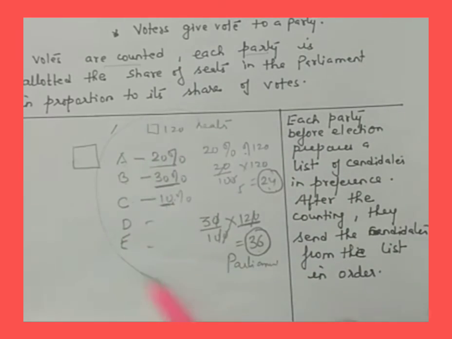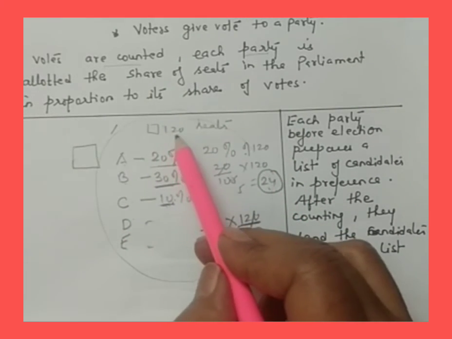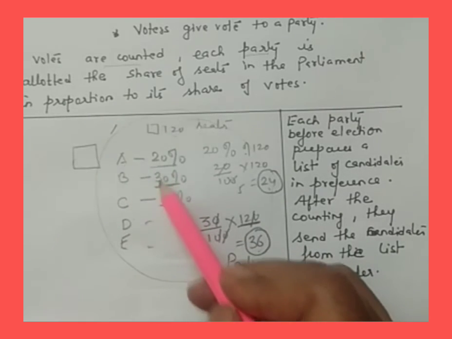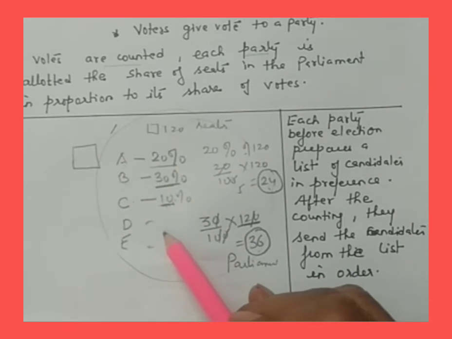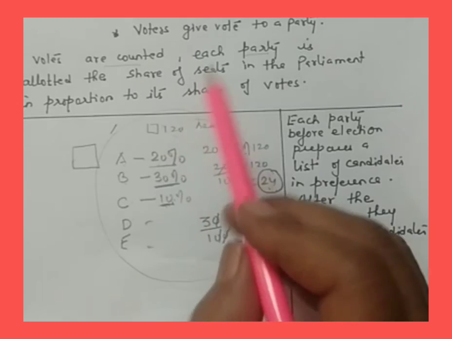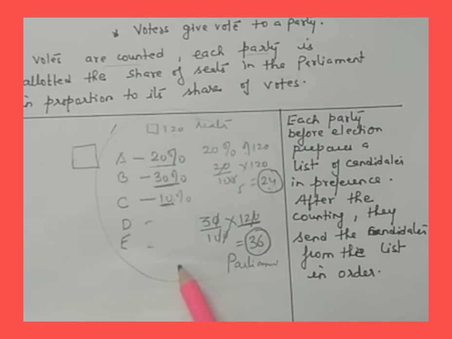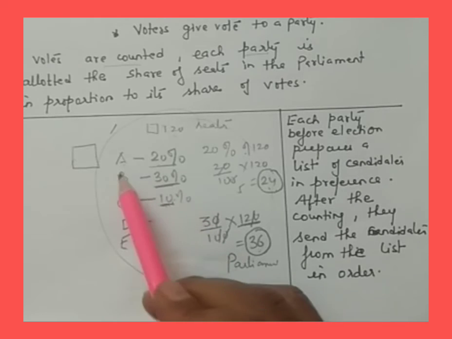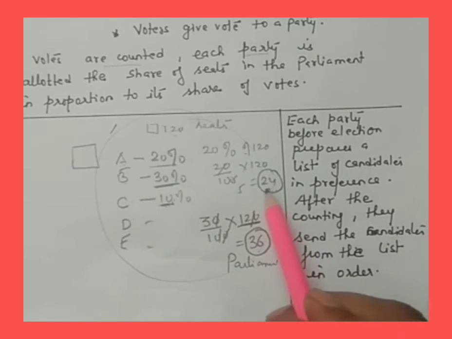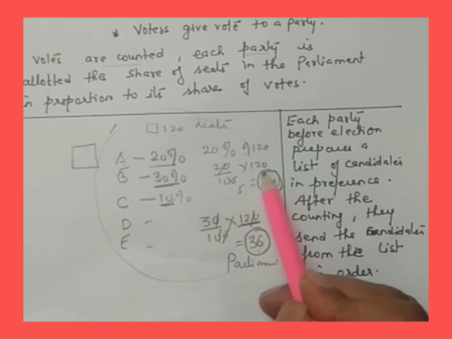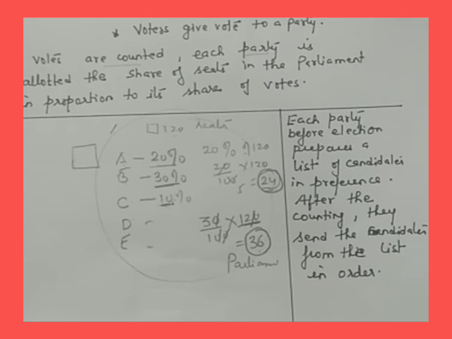How is this system different from the FPTP system? Here you see that whatever percentage of votes they get, they are allowed to send the same percentage of members to the parliament. But there is one chance of unfair practice. What is that? Suppose a party has been allowed to send 24 representatives. So this party can send all 24 members from its own family so that the family becomes powerful.